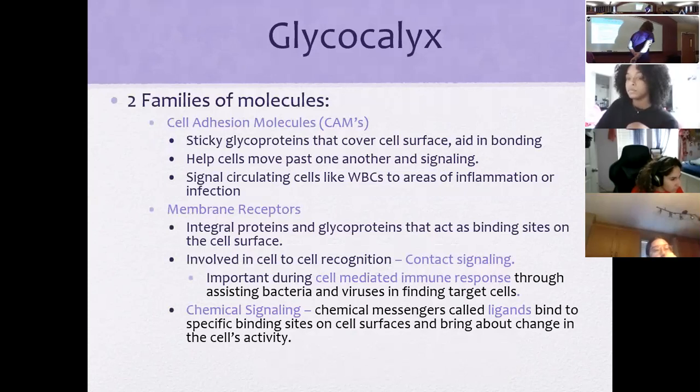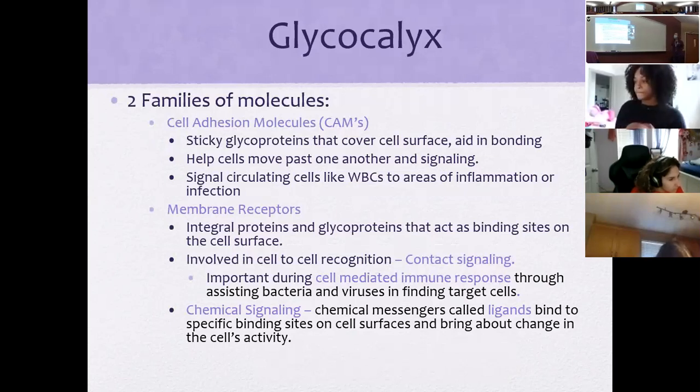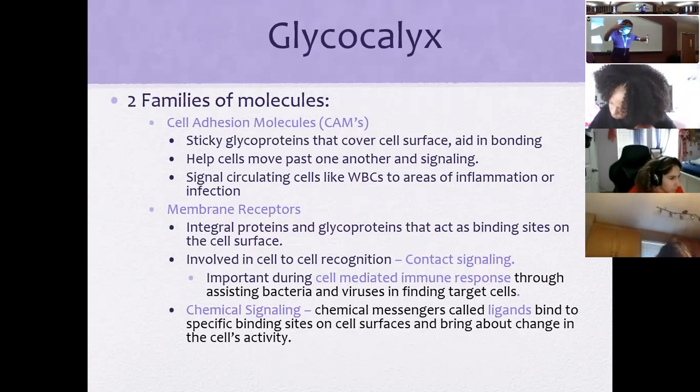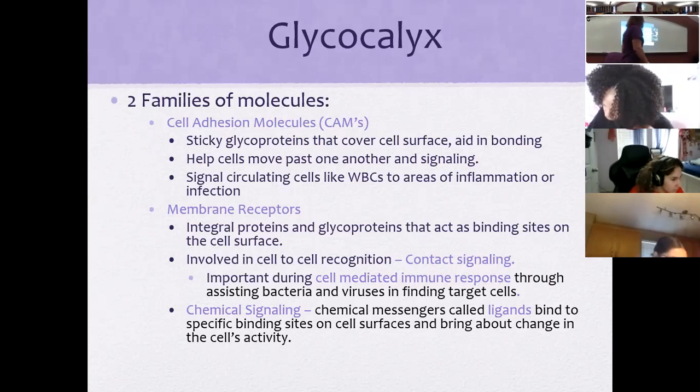The glycocalyx, this is all review, guys. The glycocalyx has got our 2 families. Cell adhesion, which is going to help with signaling, also helps our cells move past each other. We talked a little bit about that tightrope. And there's another cell, and I can use my stickiness to move past him. I also have this glycocalyx in cell recognition. What this is important for is my immune system.